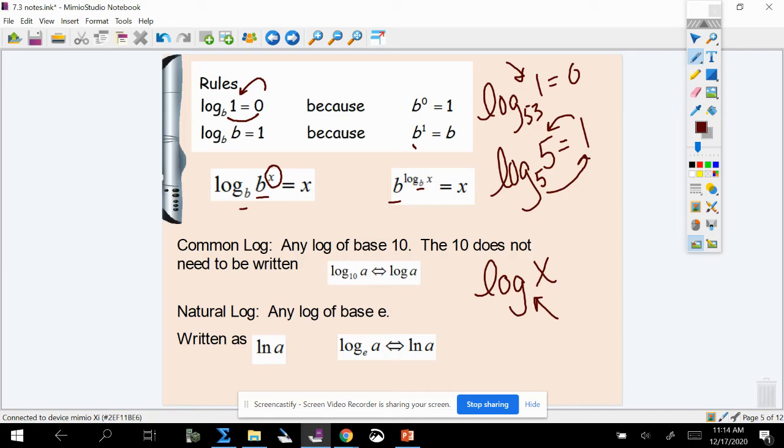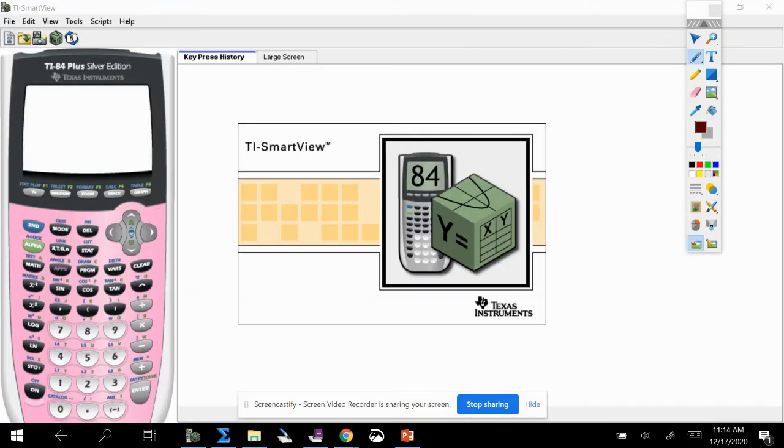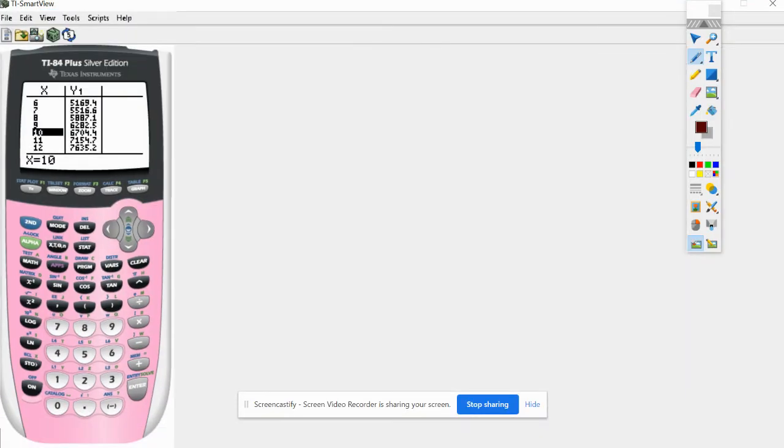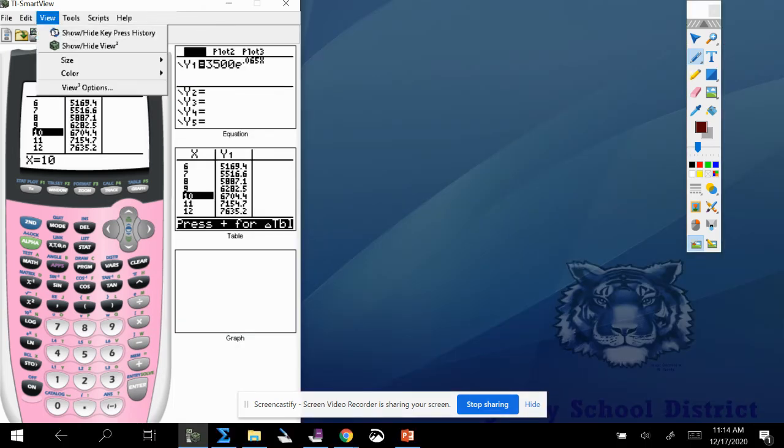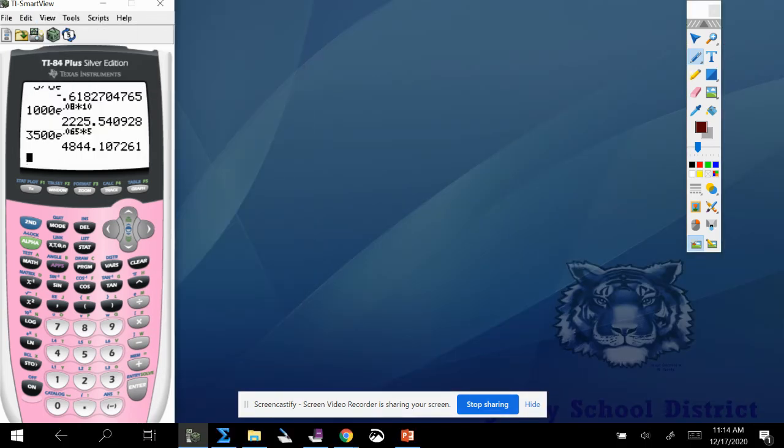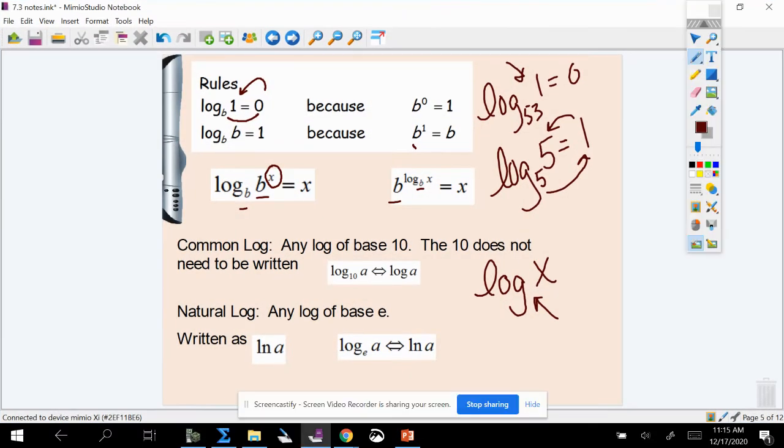This is a button on your calculator. You've seen this button before. The button on your calculator is the one that just says log. It's in the very first column, halfway down. If you hit that button, it will type in just log, and then you can take any number that you want and plug it in there. It is called common log because it's such a common one to use. It's used a lot in science applications. So that is your common log. Anytime you do not see a number there, it is an understood 10.